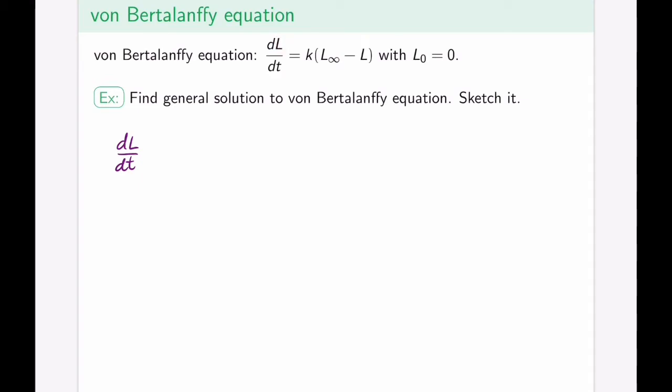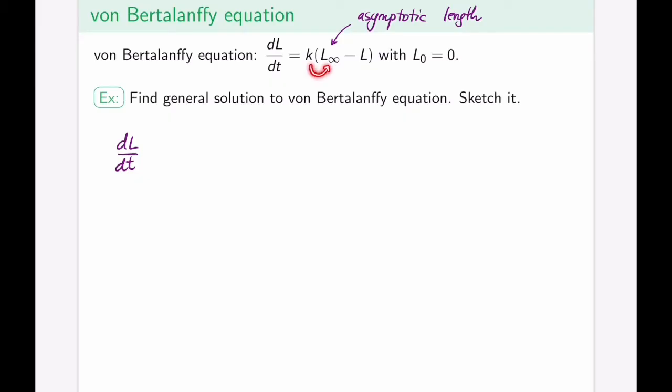So what I have here is, notice that I have a K, a constant of growth. I have an L, which is the same as my dimension here, and I also have L infinity. This is what is called asymptotic length, and this is also a constant. Now, the reason it's called asymptotic length is going to become apparent later in the analysis. For now, we're simply treating this as a number.